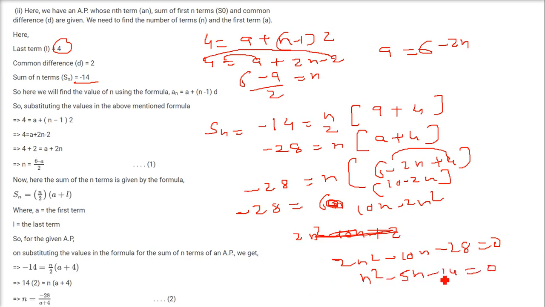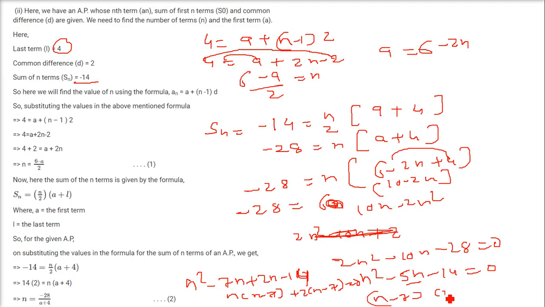Right? What you can do here is, this minus 5n can be written as n square minus 7n plus 2n minus 14, right? So n into n minus 7 plus 2 into n minus 7 equal to 0. So what do we get? n minus 7 and n plus 2 are the factors, but n is 7 from this one, and n is minus 2 from this one. But we cannot take n as negative, so n is 7.